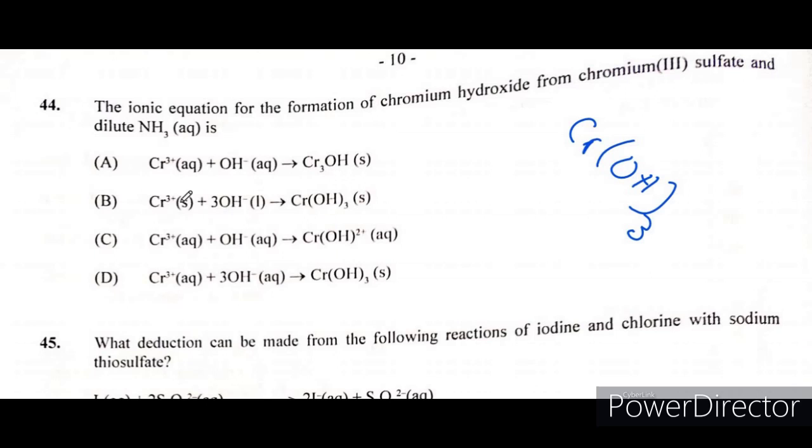So this is correct, but this wouldn't be solid either, so that's not it. Chromium 3 plus aqueous. Why is this here? That's not it. And we're here at D. Yes, aqueous. Now 3 OH in order to balance it, and that is it. 44 is D.